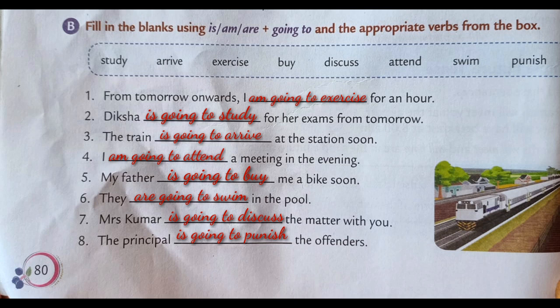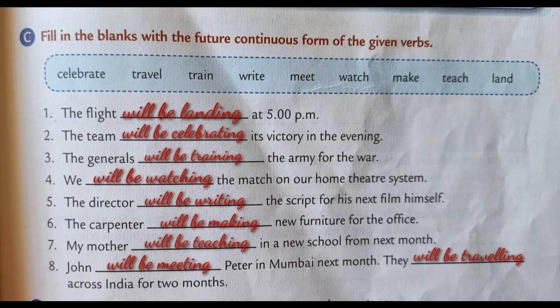Here the answer is going to punish. Then exercise C. Fill in the blanks with the future continuous form of the given verbs. Inside the bracket, given verbs are celebrate, travel, train, write, meet, watch, make, teach, learn. Here, in the future continuous tense we use will be plus the ing form of the verb to form the future continuous tense. Let's see the first one, children.